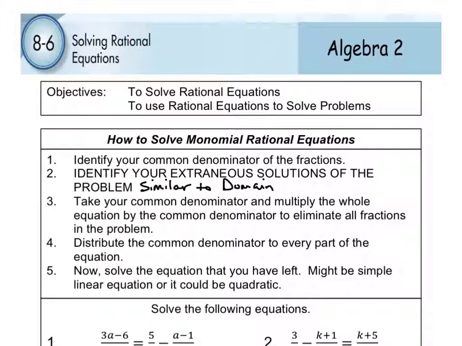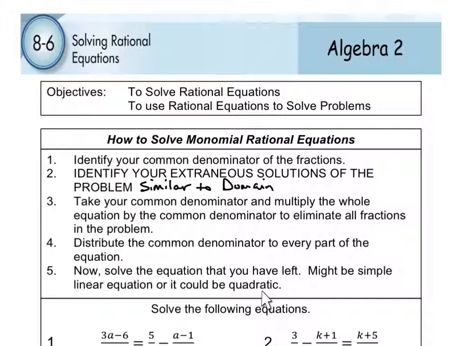Once you find your common denominator, you multiply the whole equation by the common denominator to eliminate all fractions in the problem. The reason I do it this way is that many of you are not very sound when it comes to dealing with fractions, so if we don't have to have them, let's get rid of them. I multiply the common denominator by everything, distributing it to every part of the equation, and then I can cancel things out and solve the equation that is left. It might be a simple linear equation with an x to the first power, or it could be a quadratic equation where we have an x to the second power that we have to solve.